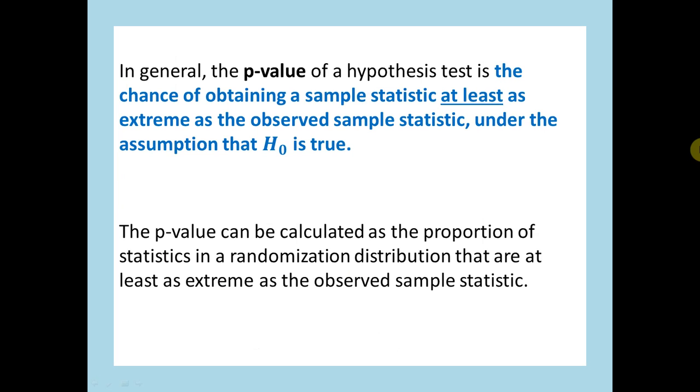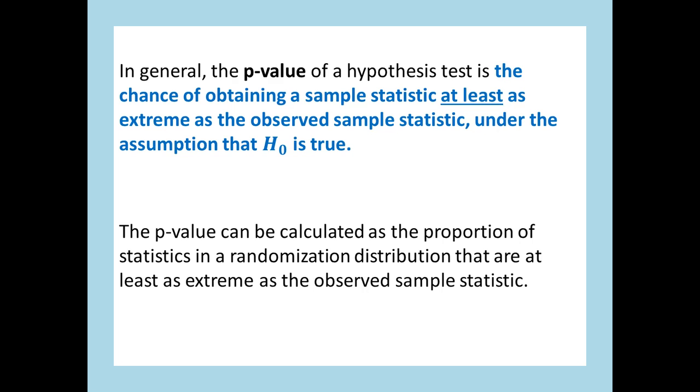Here's the general definition of a p-value, which is kind of wordy, but there really isn't a way for me to shrink this down at all. So what a p-value is in general is that it's the chance of obtaining a sample statistic at least as extreme as the observed sample statistic, assuming that whatever is in the null hypothesis is a true statement. The way that you compute it, which is basically what we would do to get that 0.011 on the previous slide, it's the proportion of statistics in the randomization distribution that are at least as extreme as the observed sample statistic.